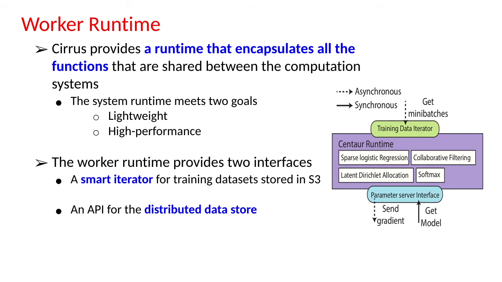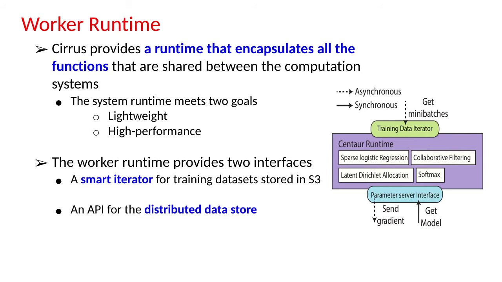The worker runtime provides two interfaces. First, it provides a smart iterator for the training data sets that are stored in S3. This iterator prefetches and buffers many batches in the Lambda's local memory. Second, it provides an API for the distributed data store. This API implements data compression, sparse transfer of data, asynchronous communication, and sharding across multiple nodes.